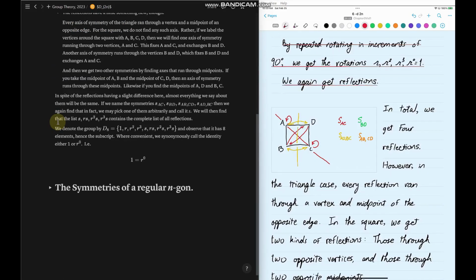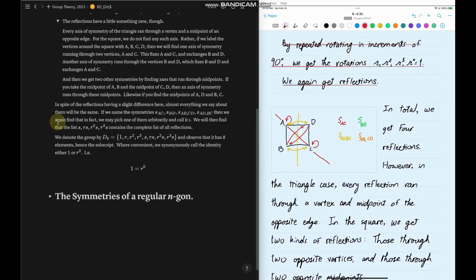We again get reflections. In total, we get 4 reflections. However, in the triangle case, every reflection ran through a vertex and midpoint of the opposite edge. In the square, we get 2 kinds of reflections.